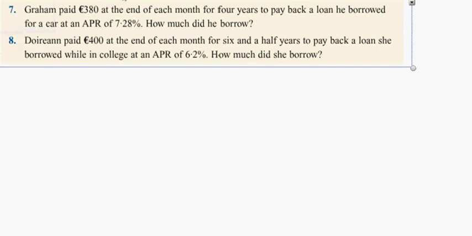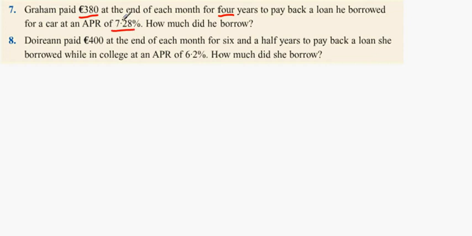Okay, so this is question 7. Graham paid $380 at the end of each month for 4 years to pay back a loan he borrowed for a car at an APR of 7.28%. How much did he borrow? Okay, so what we're going to write down is the formula.